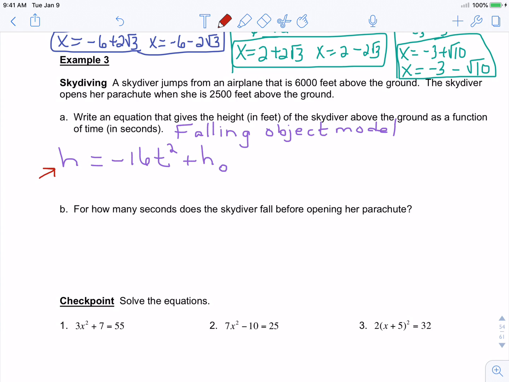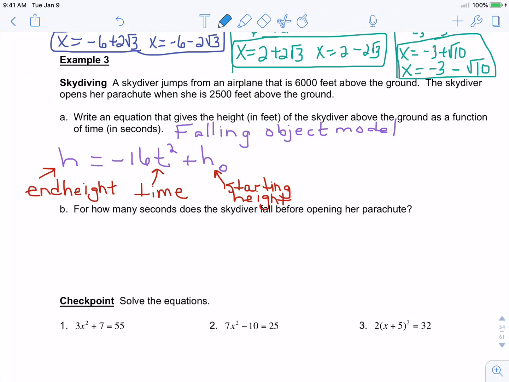I'm going to tell you what that information represents. This h is our end height. T squared represents our time. And then the h with the little 0, that 0 represents the starting height. So we're going to see if we can use the information to write an equation for the numbers in the problem, and we're going to use this formula to help us.